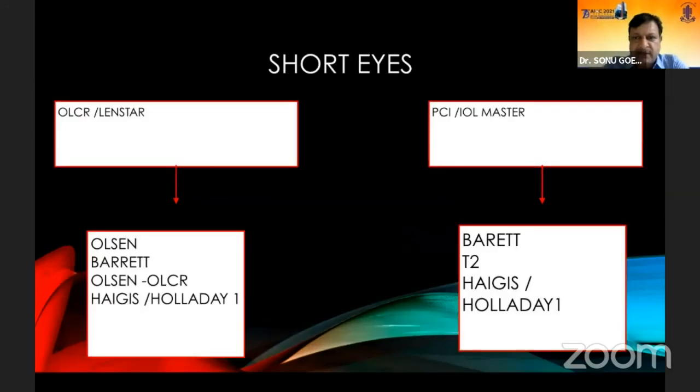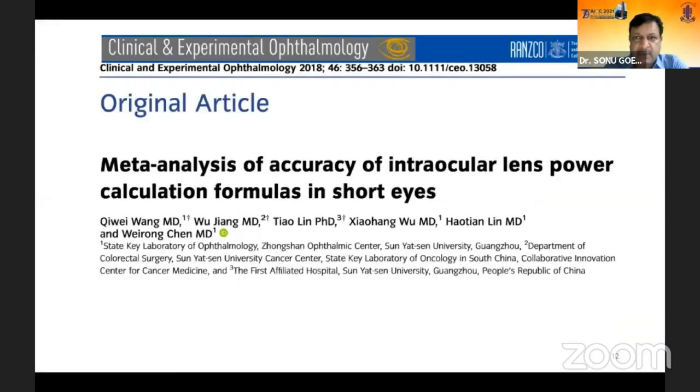For short eyes, if you have an IOLMaster or a Lenstar: for the Lenstar, we basically depend on the Olsen formula or the Barrett, Olsen OLCR, or the Haigis or the Hoffer Q. But with an IOLMaster, I think Barrett Universal 2 formula is one great choice. You can have Haigis and Hoffer Q. In my practice, I would take a multi-formula approach where I would take 4 formulas and then get an average of all the formulas. But I would trust Barrett Universal 2.